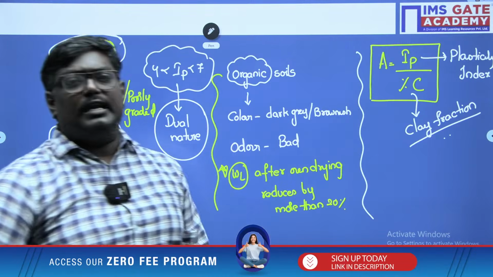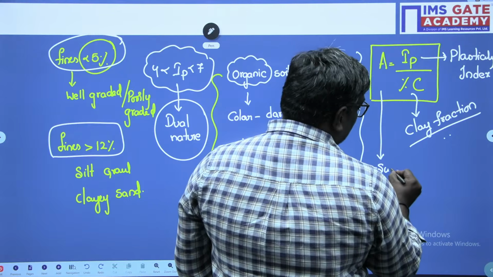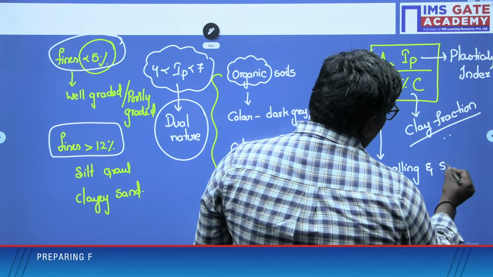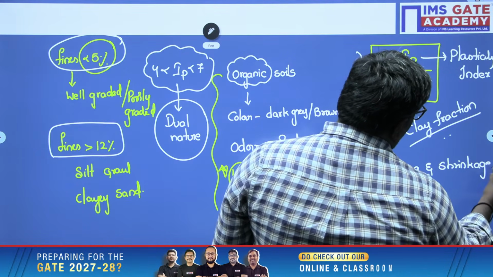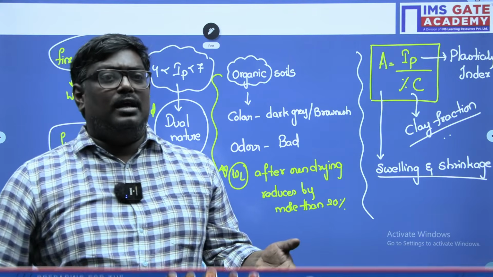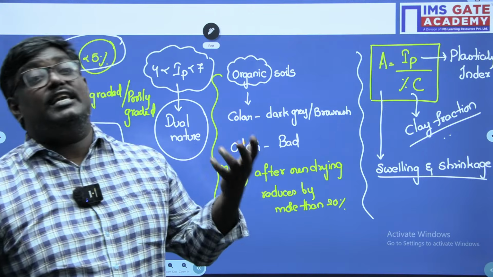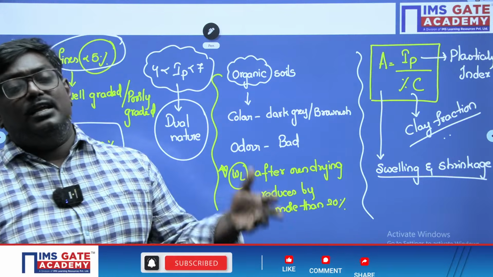Why do you want to study activity ratio? To understand swelling, which is nothing but bulging. The swelling and shrinkage characteristics of a soil are represented by a number called the activity number. If they give you a silty clayey soil with silt content as 30, then clay content will be 70. You should not take the silt content as 30 in the formula.